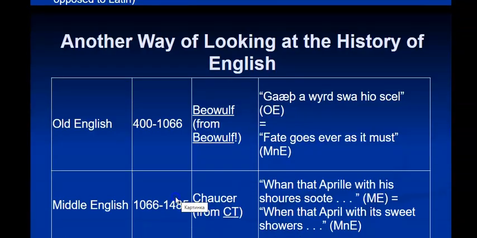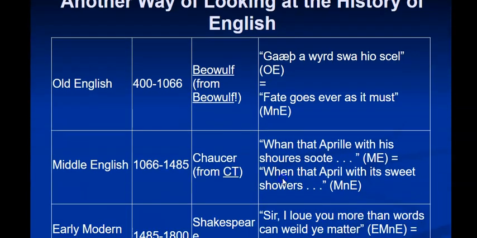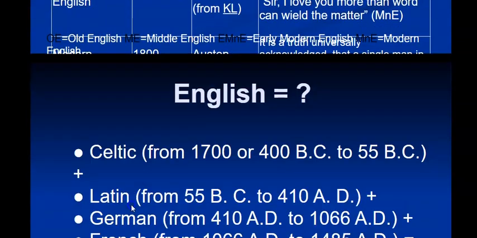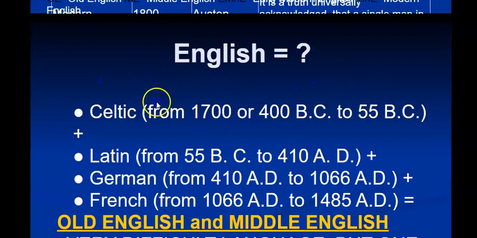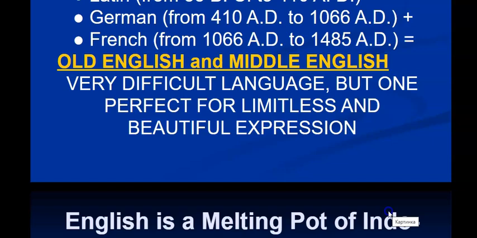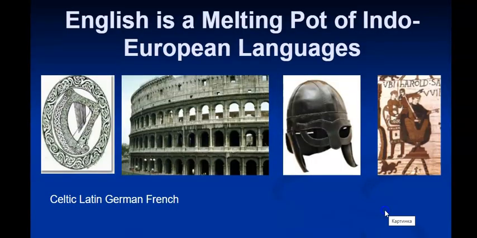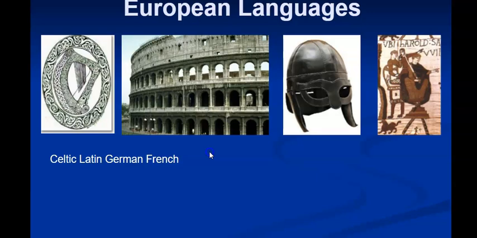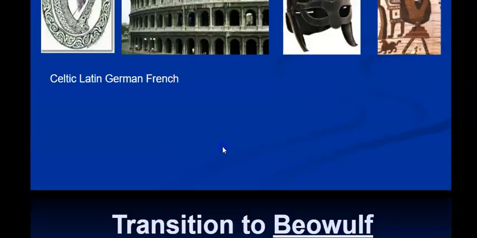Another way of looking at the history of English. Old English, Middle English, Early Modern English. English: Celtic from 1700 or 400 BC to 55 BC. Latin, German, French, Old English, and Middle English, a very difficult language, but one perfect for limitless and beautiful expression. So, English is the melting pot of Indo-European languages: Celtic, Latin, German, French. Yes, French.